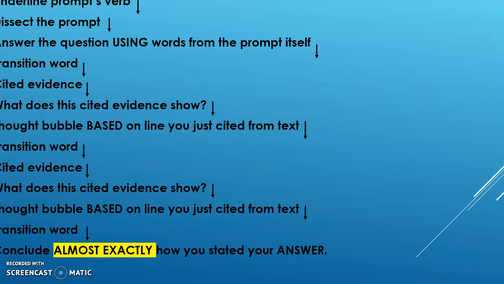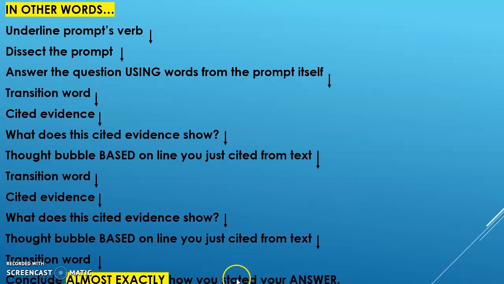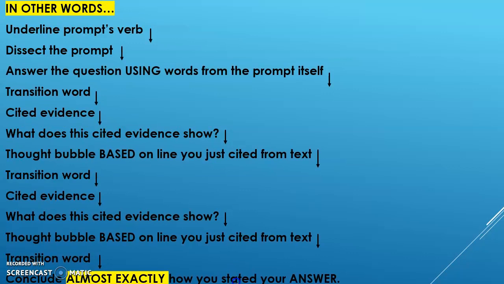For those of you that are more visual and need to see it visually, here is the process of constructing. I underlined the prompt's verb. I dissected the prompt, follow the arrows. I answer the question using words from the prompt itself. I have a transition word. I cite my evidence. I tell my reader what this evidence shows. I give a thought bubble based on what I just cited.